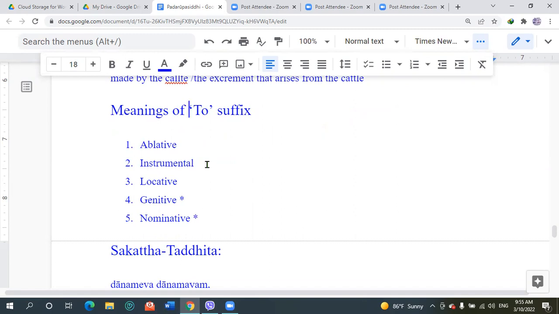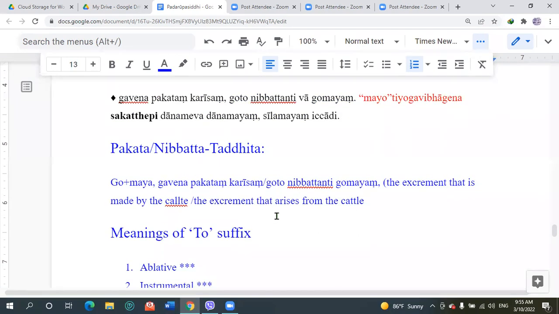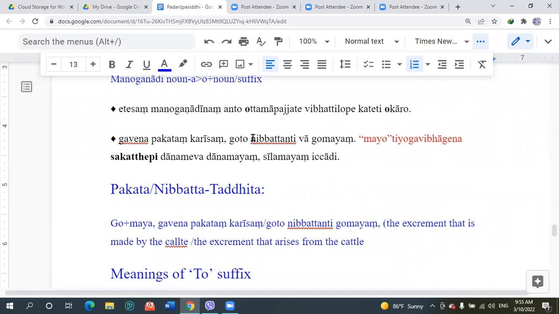In the Padarūpasiddhi 3: genitive, instrumental, and locative. So out of these, the instrumental is strongest. So yes, Goto, Nipatan. The word Nipatan mostly governs the ablative. Okay.